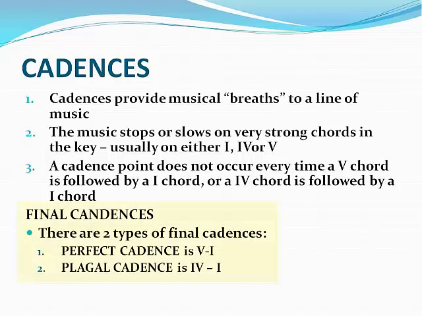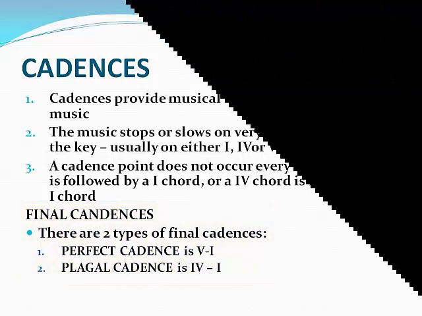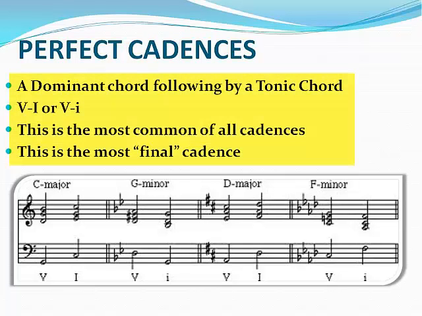There are two types of final cadences, a perfect cadence and a plagal cadence. A perfect cadence is a 5-to-1 cadence, and that means it's a cadence that's built on the dominant of the key and moves to the tonic of the key. A plagal cadence is a 4-to-1 cadence. That means it's built on the fourth degree of the scale, or the subdominant, and then it moves to the tonic chord.